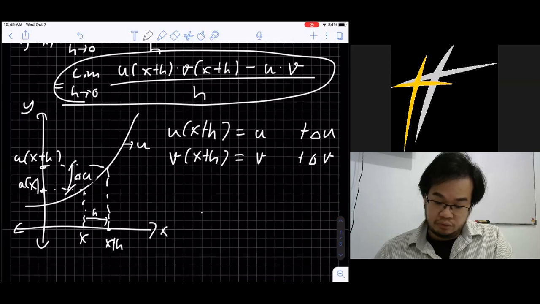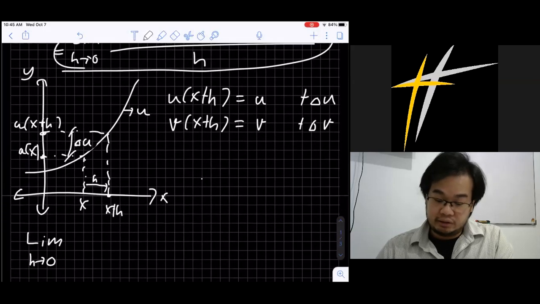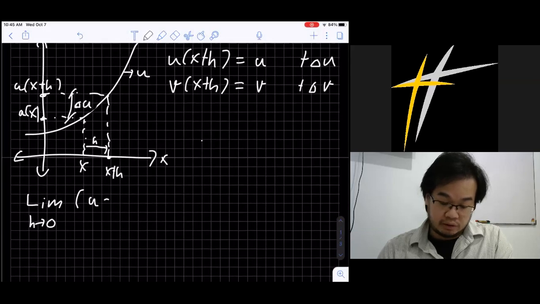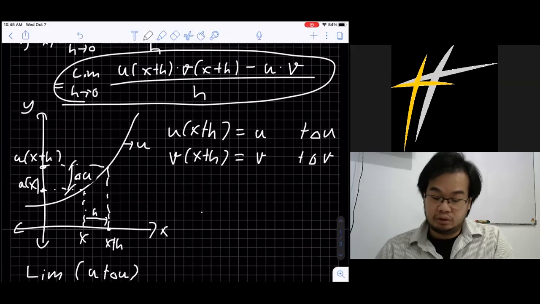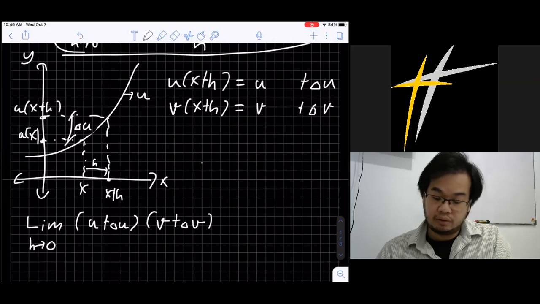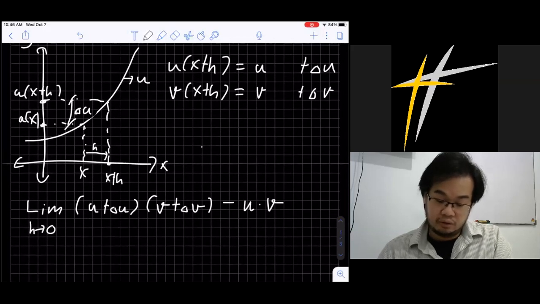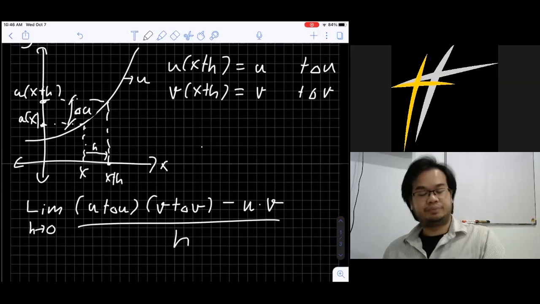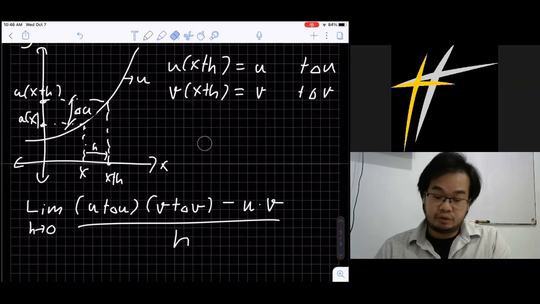Okay. So in that case, if we take this one, I will move it down. It's equal to the limit of h approaching 0 of u of x plus h, which is u plus delta u, and phi of x plus h, which is phi plus delta phi, all of that, minus u times phi, over h. Okay, I hope you understand so far.